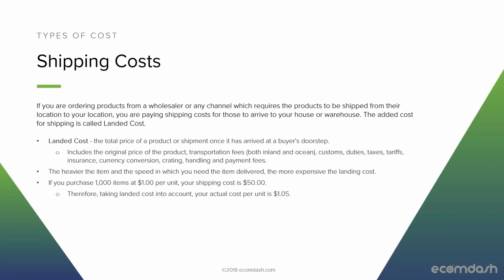So shipping costs: this is a situation where you are purchasing the items from a wholesaler, manufacturer, or distributor. When you buy those items, you need to get them shipped to your location, whether that's your house or an offsite fulfillment center. On top of what you're paying for the item itself, you are paying for shipping to get it there, as well as any other fees such as customs, duties, taxes, tariffs, insurance, currency conversion, crating, handling, and payment fees. That's what's considered landed costs. That's the total cost to get the item to you once it's received at the doorstep.